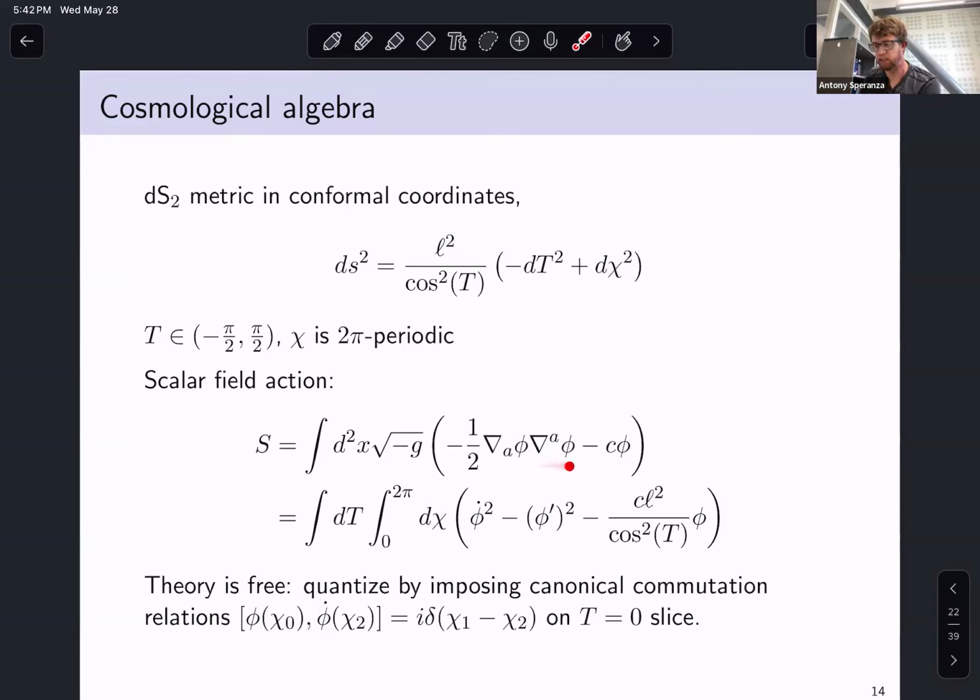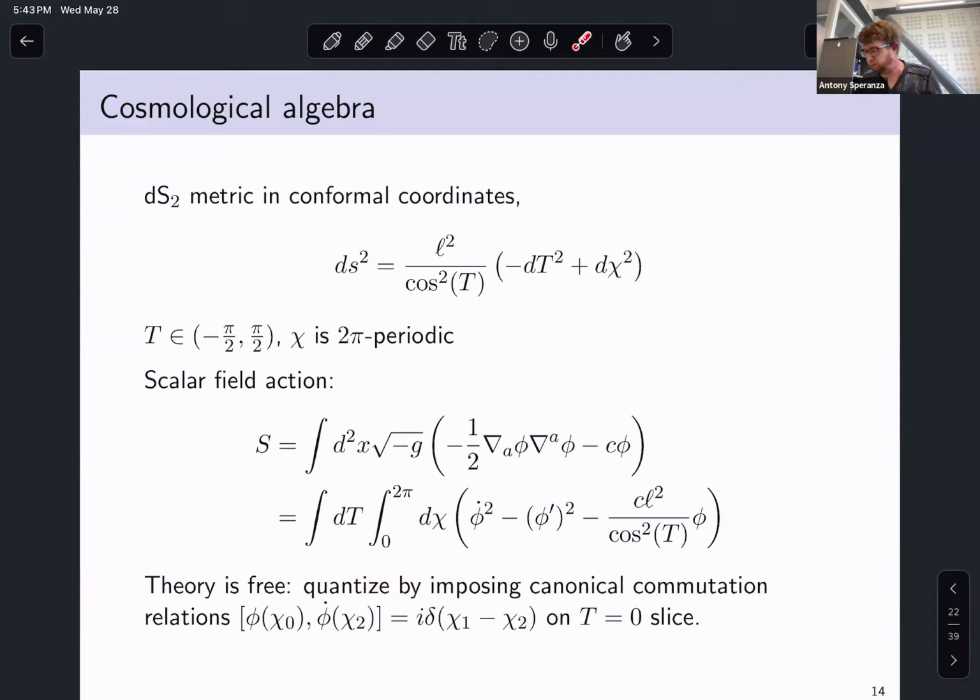So the scalar field action is just the ordinary massless scalar field plus this linear potential here, which is just c times phi. And it's nice to write it out in these coordinates because it emphasizes the fact that the scalar field almost feels like it's in flat space, because a massless scalar in 2D is conformal. But this linear potential does see the de Sitter geometry here. So this model is very simple. It's free, and you can just quantize it in the dumbest possible way. You just impose some canonical commutation relations on a t equals 0 slice.